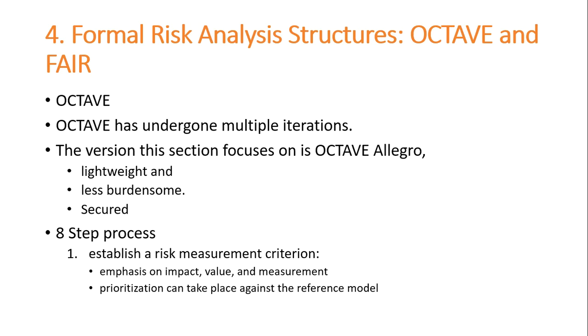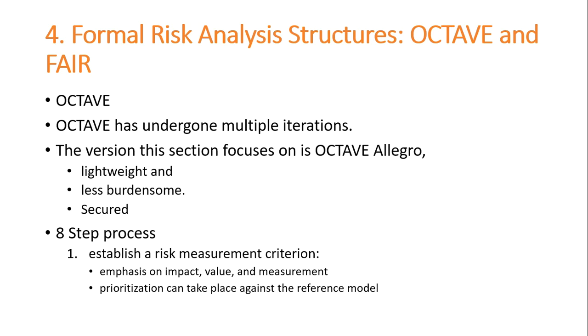Next we'll see how we're going to identify the risk and how we're going to mitigate the risk. There are totally 8 steps in Octave, and it's very important from an examination point of view. The first step is to establish risk measurement criteria. In this initial step, you need to go for analysis and establish that measurement criteria. So how can I measure the risk? Measure the risk based on its impact and its value.